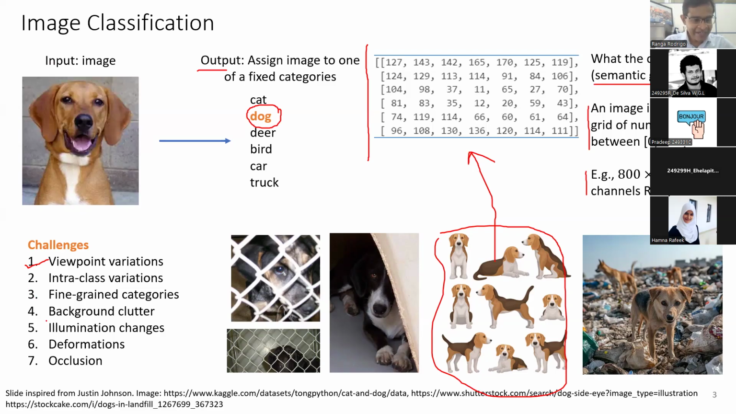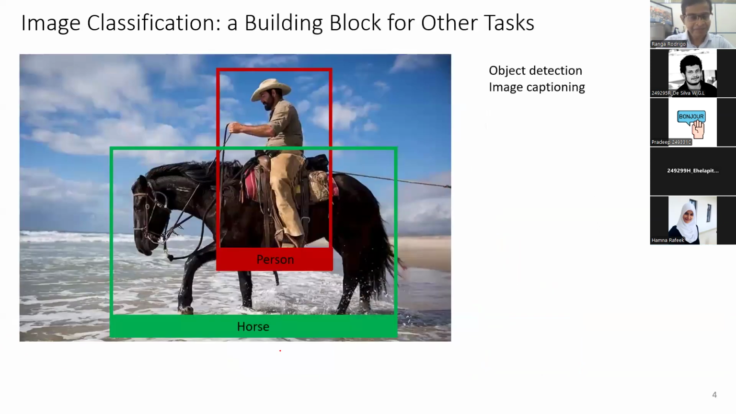So fine-grained categories. And then there is background clutter. You can see a lot of background clutter, for example, here. It's very difficult to identify the dogs. And then illumination changes are there. Here you can see some illumination changes, deformations, then occlusions. Here you can see the grids are occluding the dogs, and some of them cannot even be identified by a human being. So these are the challenges.